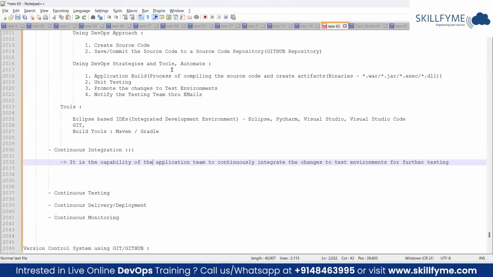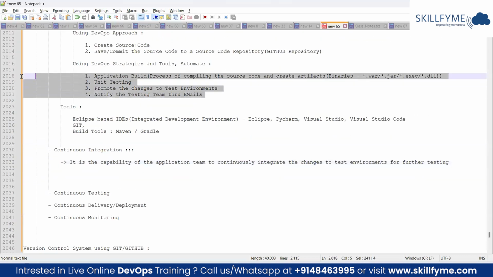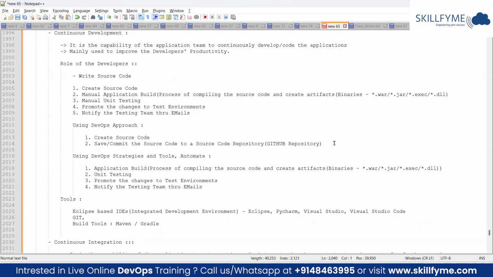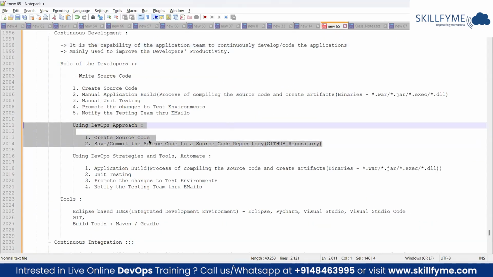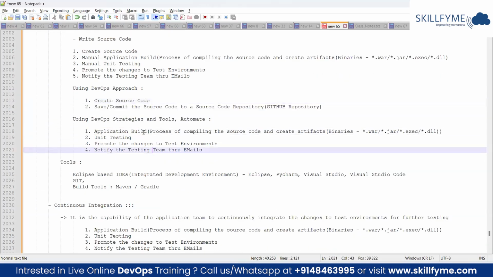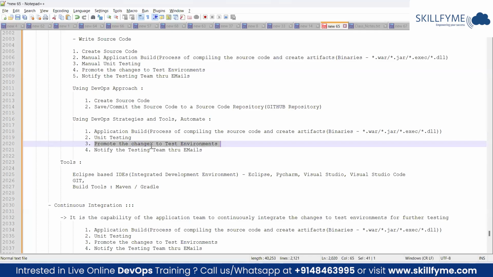Now, continuous integration is the capability of any application team to continuously integrate their changes for further testing. So all these activities can be done through continuous integration. As part of continuous development, the developer's work is this much. That's it. Once the code is available in the source code repository, we identify the source code, perform the build, perform the automated unit testing, and then promote the changes to the target environment.